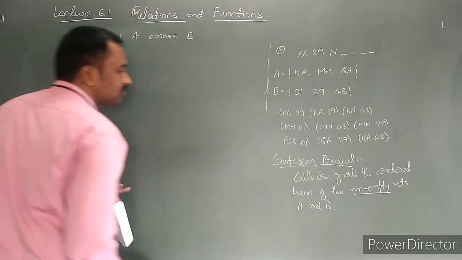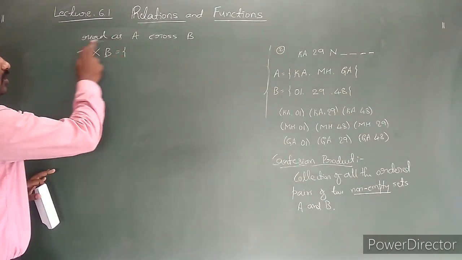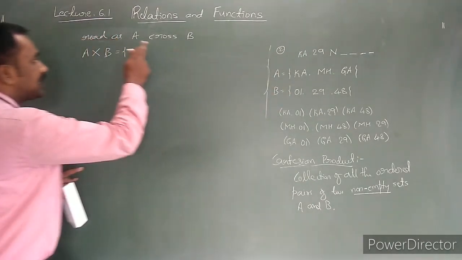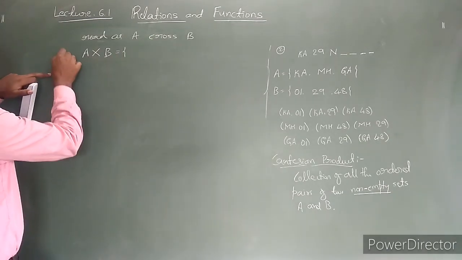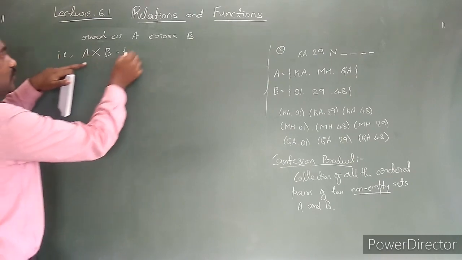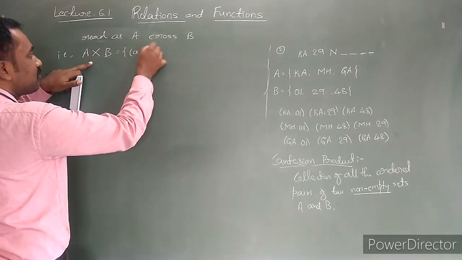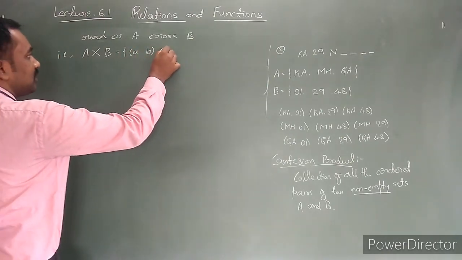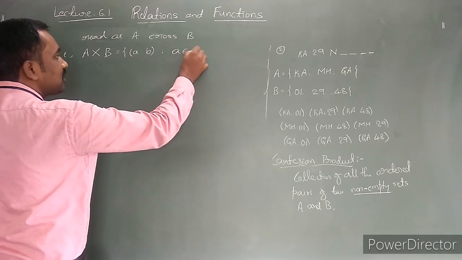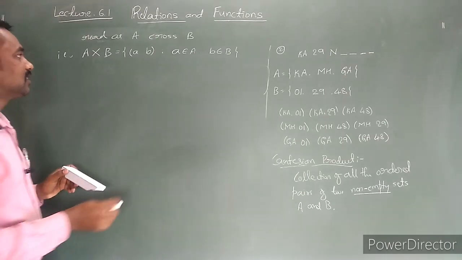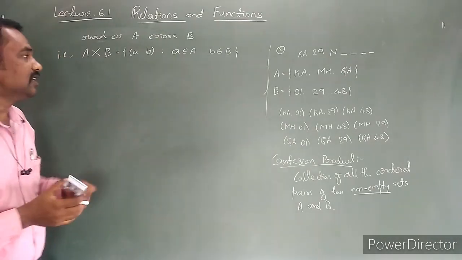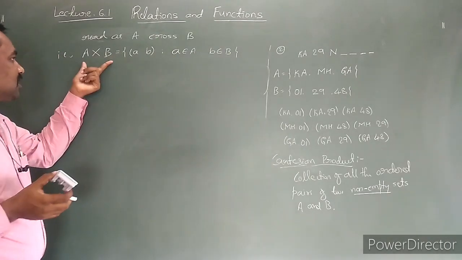I am just writing the general form of the Cartesian product. What is the Cartesian product of two non-empty sets? The Cartesian product of two non-empty sets is represented by A cross B, which is given by the elements (a, b), where the element a belongs to the set A and the element b belongs to the set B. This is written in set builder form of the Cartesian product.